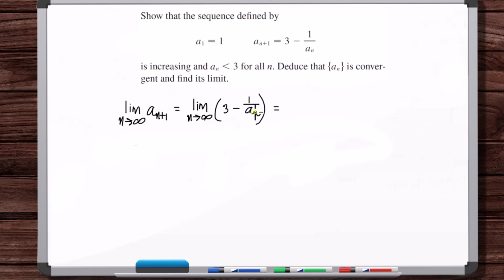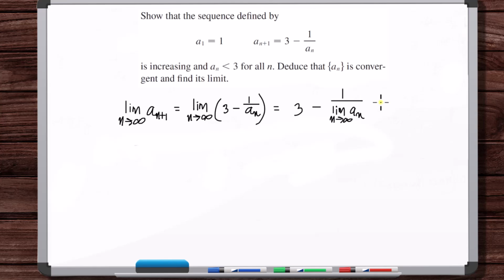Okay, so now we can use the limit laws. We could for sequences, but they're the same for sequences and functions. We could apply the limit here and here. So we have the limit as n approaches infinity of 3 is just 3. Then the limit as n approaches infinity of 1 over a sub n, we can bring the limit to the numerator and denominator. So the limit as n approaches infinity of 1 is just 1. And then we've got 1 over the limit as n approaches infinity of a sub n. That's what we're looking for.